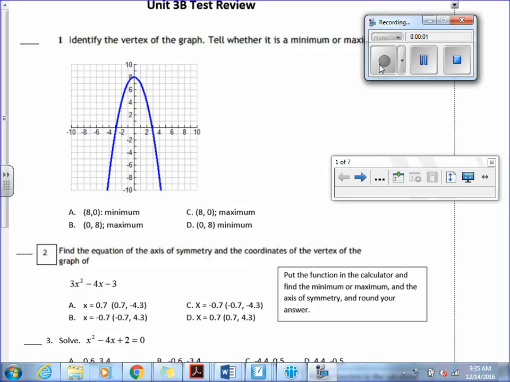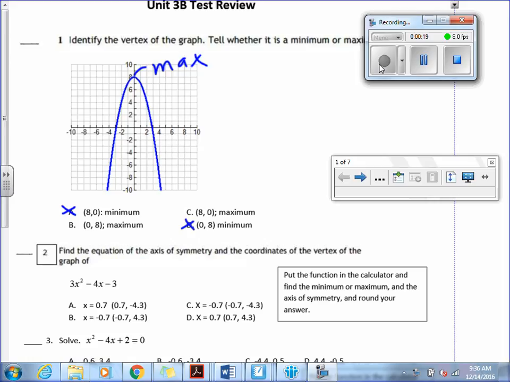First question says identify the vertex and then tell whether it's a minimum or a maximum. So first of all, you should be able to look at that and tell me what it is, min or max. It's a max, mountain high. So it's a max, so we can immediately eliminate A and B.